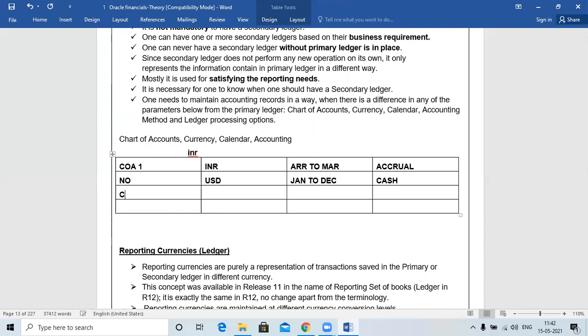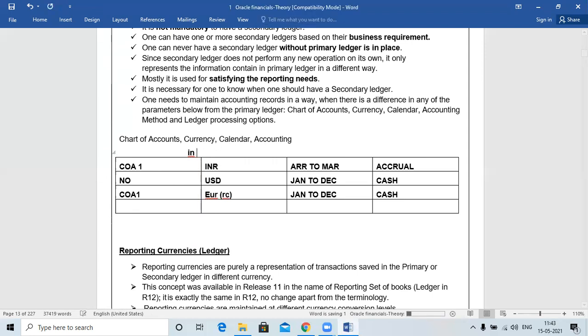Suppose it is the same chart of accounts, same currency, same calendar, and the same method, but you need all the output in the reporting currency. Only the reporting currency has to be changed. There is a concept of reporting currency that we have already seen. There you will have a change. That means you will have a secondary ledger. Like this, any change in one C, you have to go for a secondary ledger.